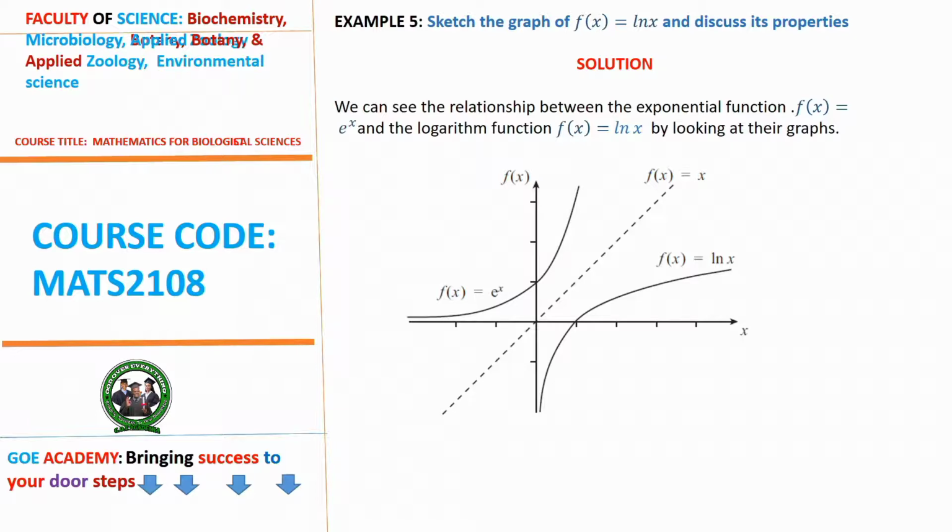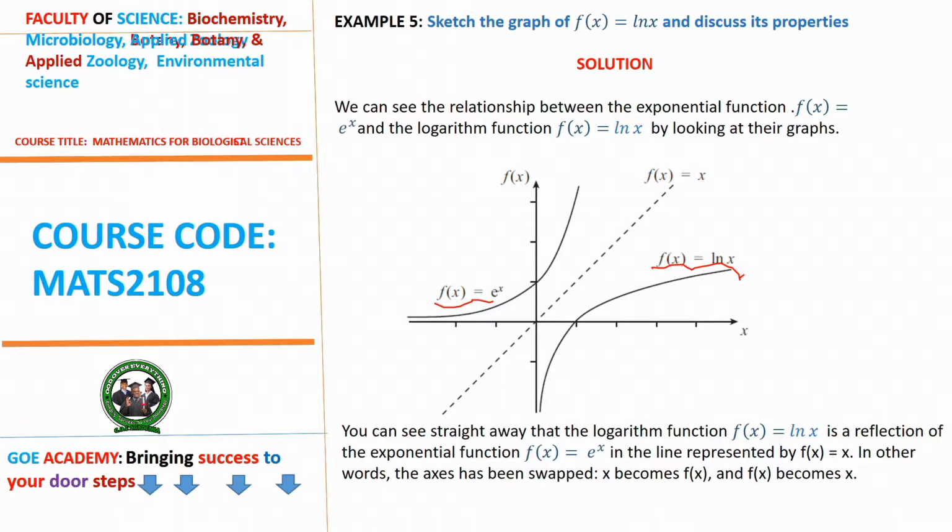Now what do you need to know about this graph? You need to know that the graph of ln x is just a reflection of the graph of e raised to the power x. It's just a reflection. Simple.